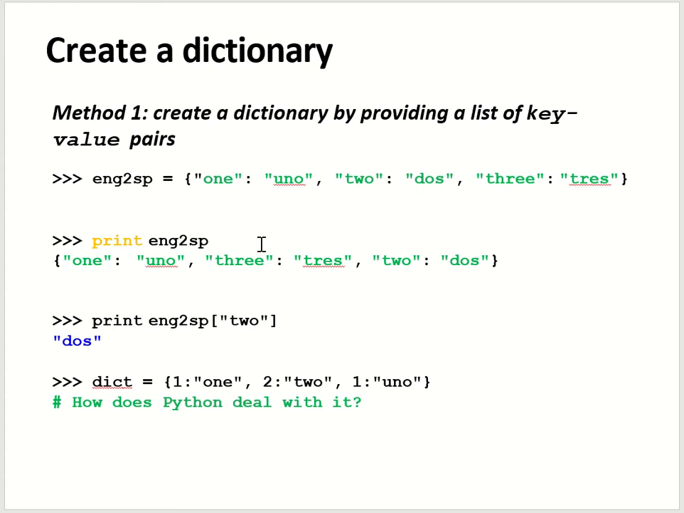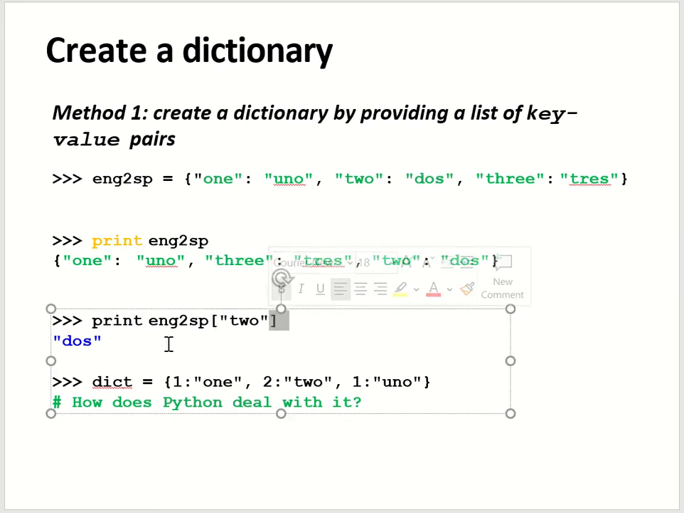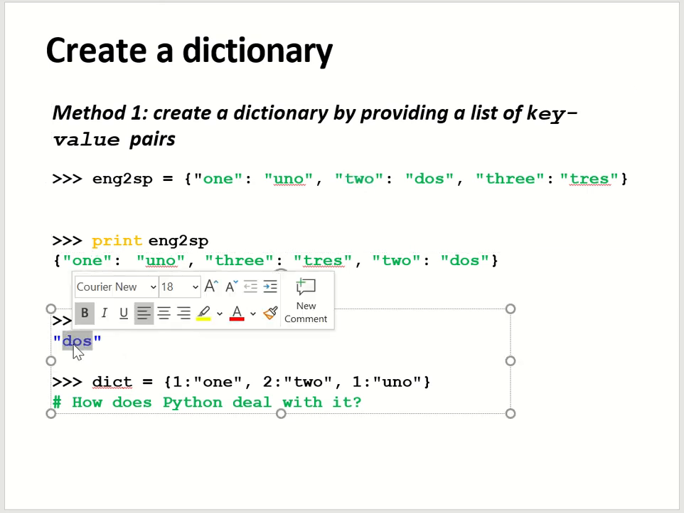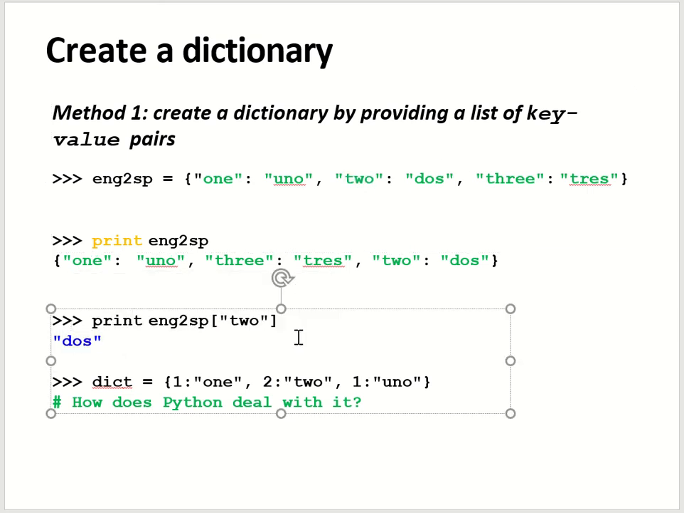So you can reference a specific value, here the Spanish word dos, by using square brackets after the name of the variable and entering the value of the key that's paired to that value. So if you print eng to sp bracket 2, that looks up the key, and what will get printed out is the value dos, the value associated with that key.